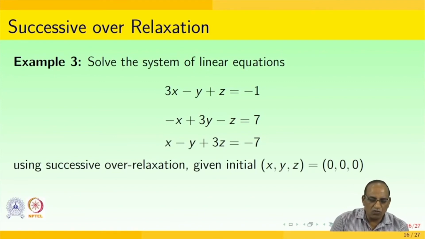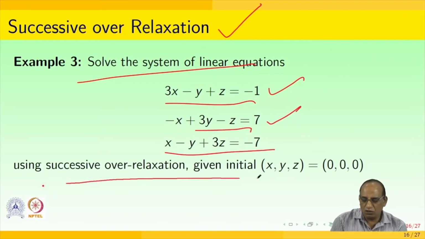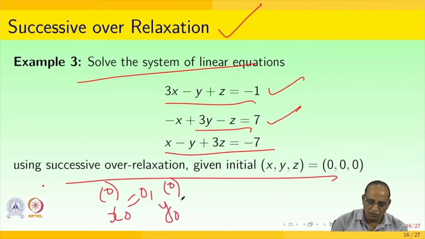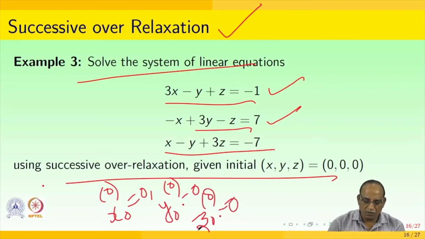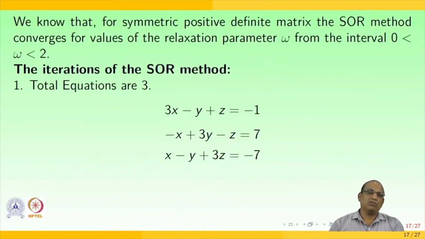Similarly, if you look at the successive relaxation method, for example 3x minus y plus z is equal to 1 and minus x plus 3y minus z is equal to 7, this is the one. Suppose you are given the initial vector as 0, that is x0 is equal to 0, y0 is equal to 0, z0 is equal to 0. Somehow you get the first initial approximation if not given, and then you continue the successive relaxation with some relaxation parameter value omega.